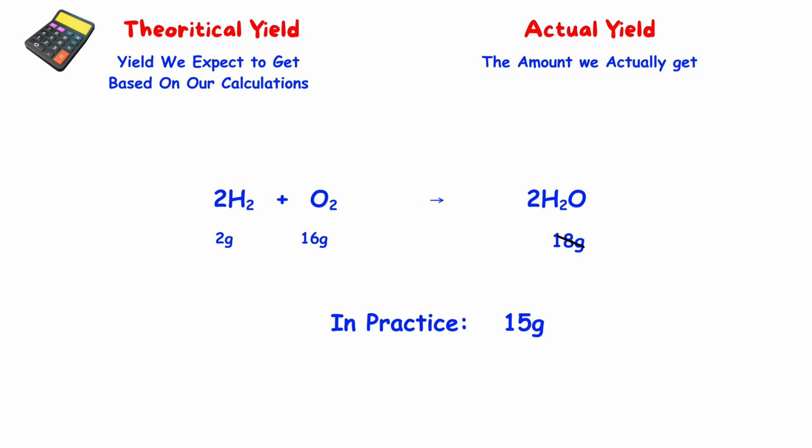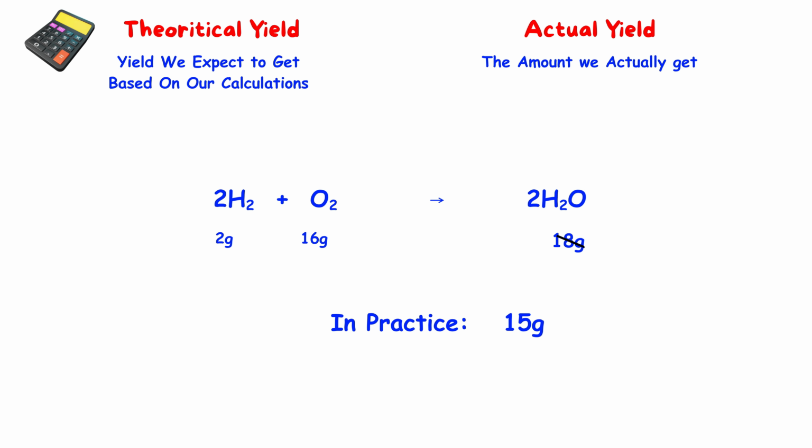For example, imagine we reacted 2 grams of hydrogen with 16 grams of oxygen, based on the balanced chemical equation for the reaction between hydrogen and oxygen to form water. We would expect to get 18 grams of water as our product. This expected result is our theoretical yield because 2 plus 16 equals 18.